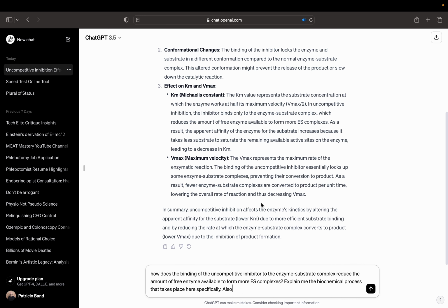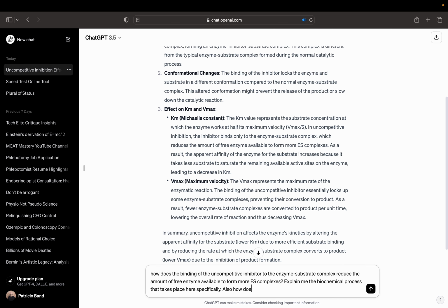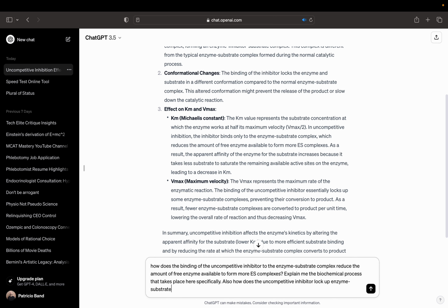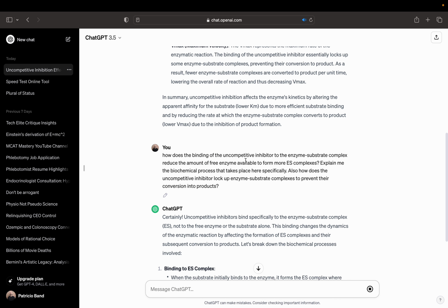Also, how does the uncompetitive inhibitor lock up enzyme substrate complexes to prevent their conversion into products? Okay, let's go. I hope it gives us a good answer.